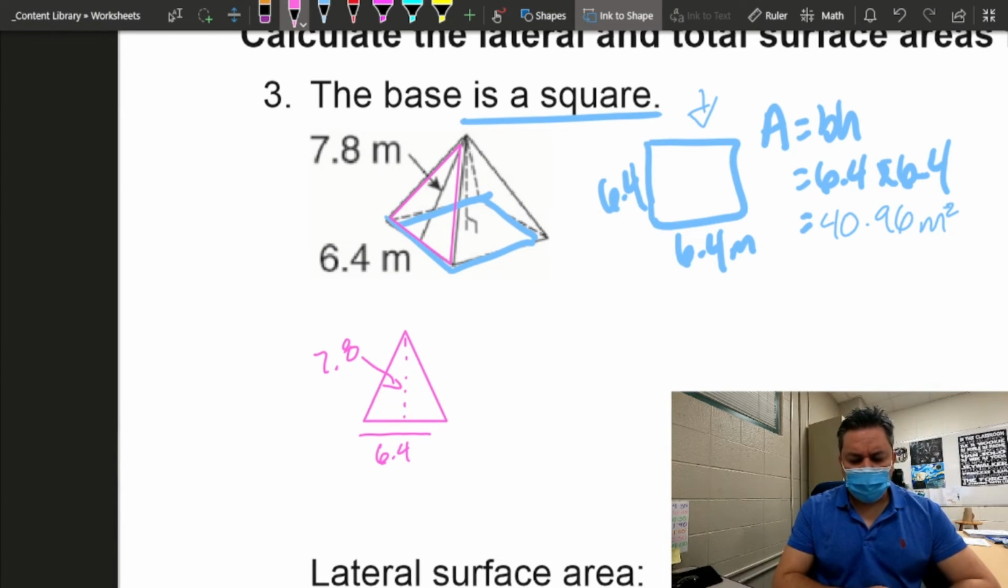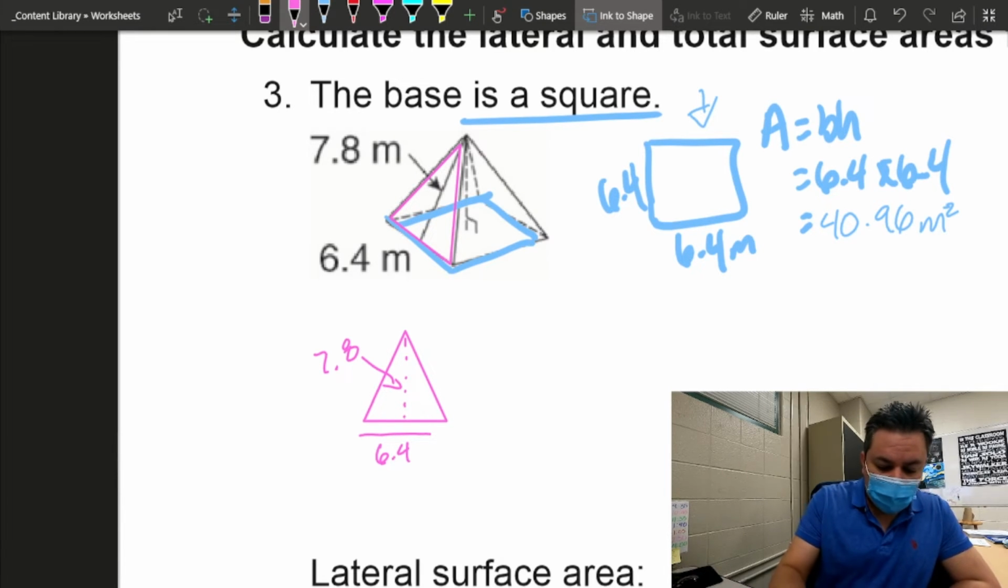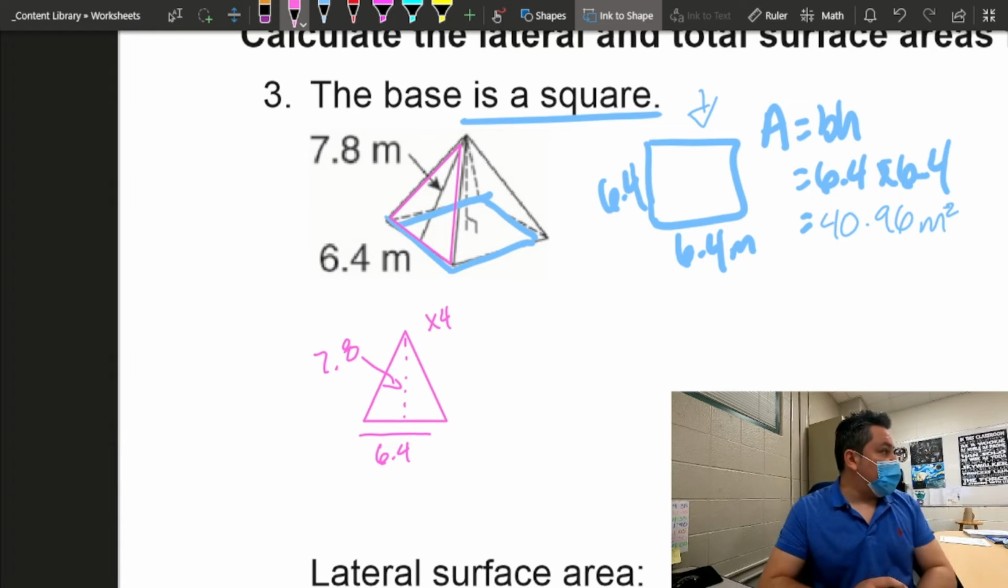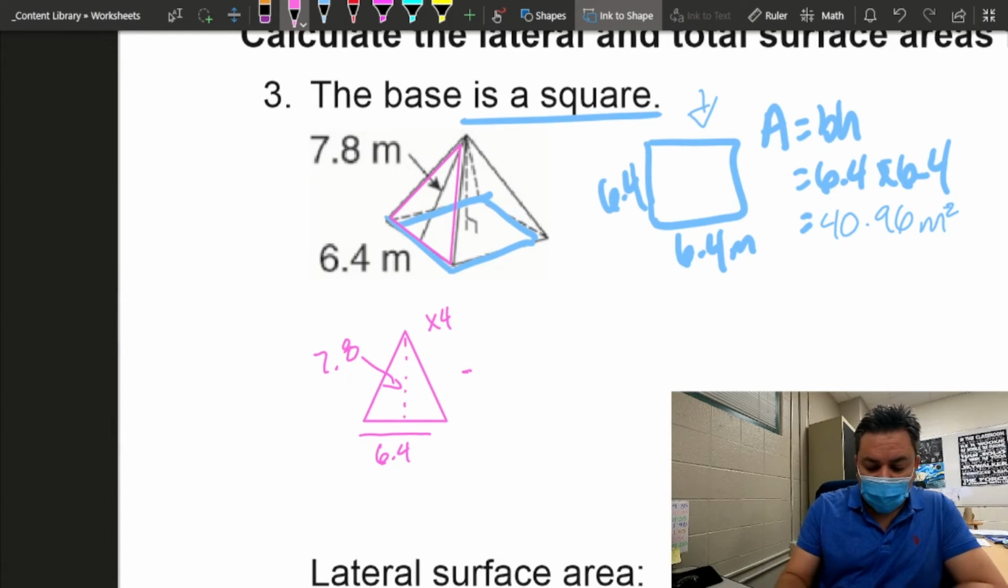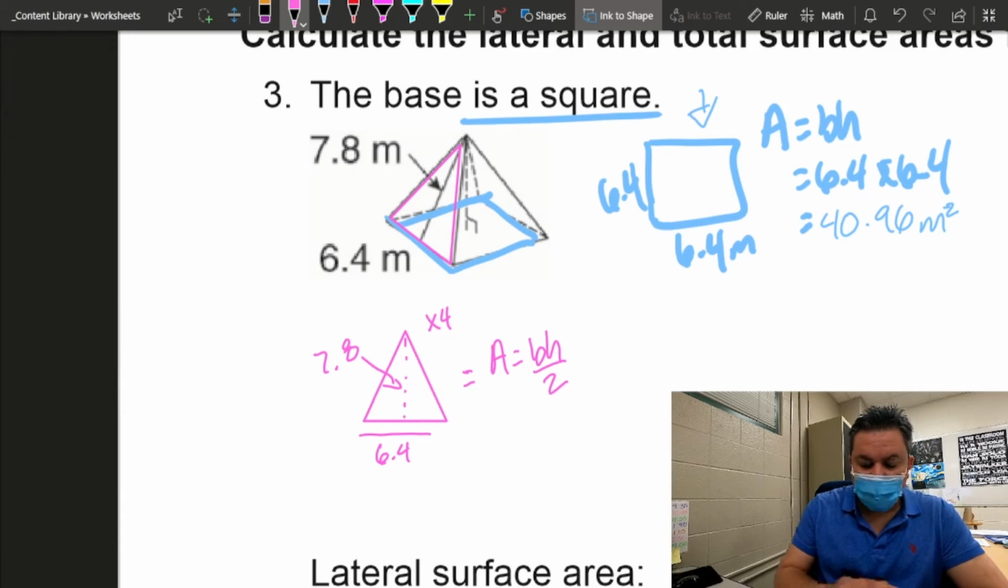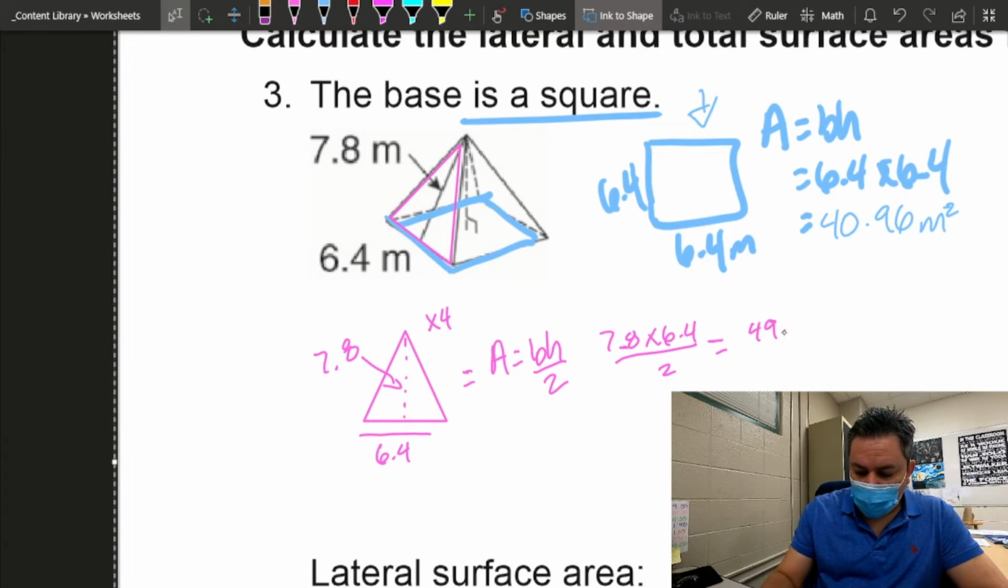Now, how many of those triangles do I have? 4. So I know I'm gonna have to find the area and then multiply times 4 because I have 4 of them. Let's find the area for one of them. The formula for this is base times height divided by 2. So with a calculator, we're gonna find 7.8 times 6.4. How much is that? 49.92. And then we're gonna divide that by 2.